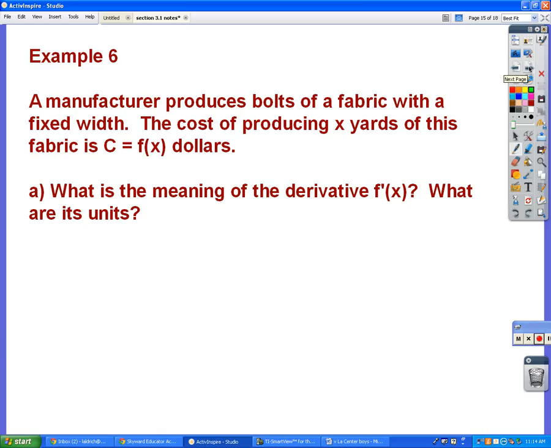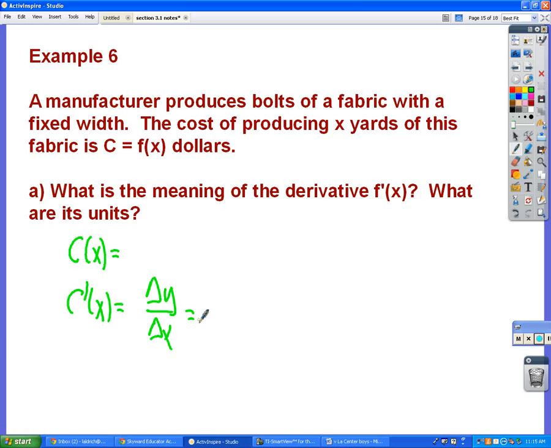All right. So a manufacturer produces bolts of fabric with a fixed width. The cost of producing x yards of this fabric is some equation that we don't know. What in this case would be the meaning of the derivative? So if I start with the cost of producing something, and then I take the derivative, remember that the derivative is the change in the y divided by the change in the x. So what would be my y's here? Right, it would end up being the cost per yard, right?